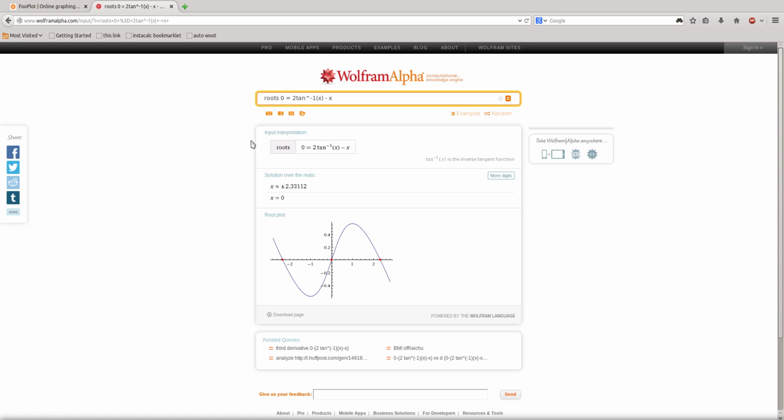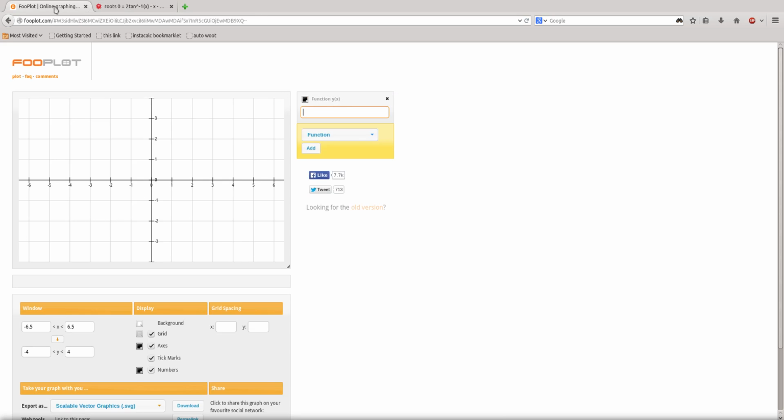I've done it over here on Wolfram Alpha since I'm using the internet at home. You can make this same graph on your calculator. You can use the second trace to find these zeros. When you do find these zeros, here's what you'll get. You'll see that it's plus or minus 2.3311, and also 0. So those are our critical numbers. If you've done it correctly, those are your critical numbers.